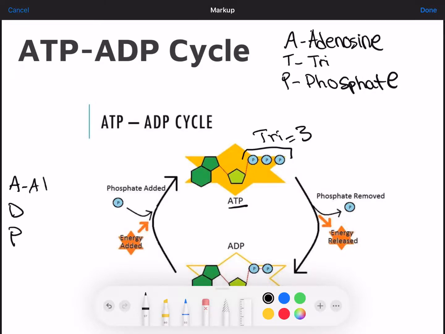The A still stands for adenosine. The D stands for di. And the P again stands for phosphate. You can see in the image for ADP that there's only 2 phosphates because di equals 2.